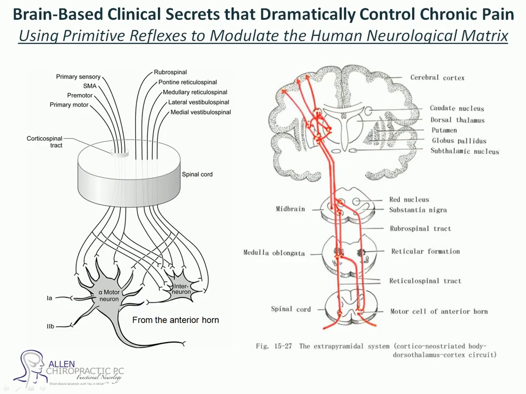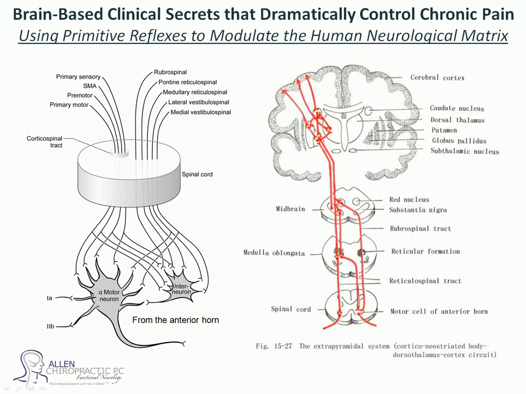Here on the left-hand side, a display of outgoing efferent fibers: rubrospinal, pontine reticulospinal, medullary, lateral, and medial vestibulospinal outflow, primary sensory, premotor, etc., all the corticospinal outflow, and how that stimulation affects interneurons, which affect the alpha motor neuron in the anterior horn of the cord, the final common pathway.